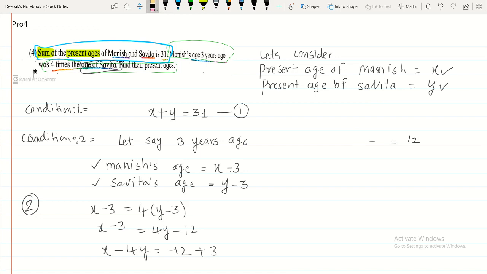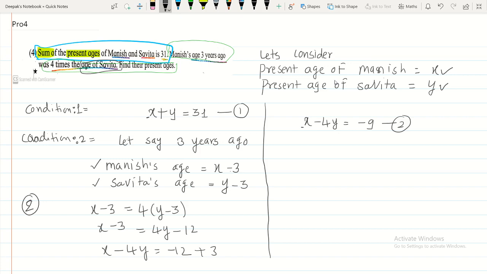Okay, let me remove this for you. Now I'm writing the equation over here: x minus 4y equals minus 12 plus 3, that is equal to minus 9. So this is the second equation we got. Here the coefficient of x is nothing, which means it is 1.